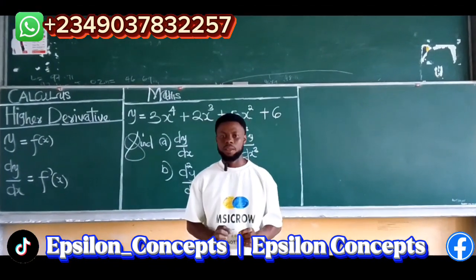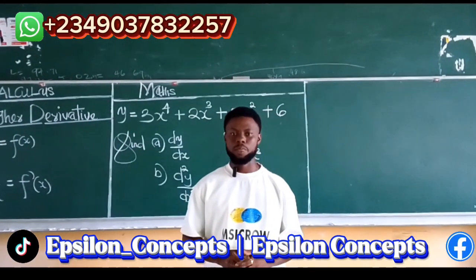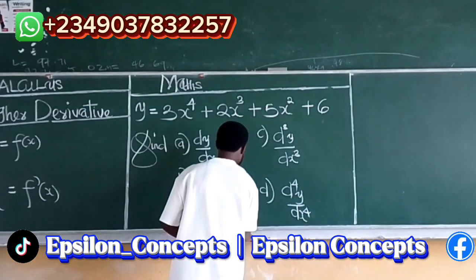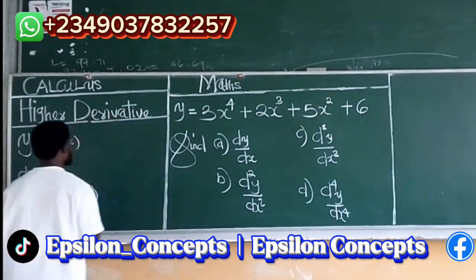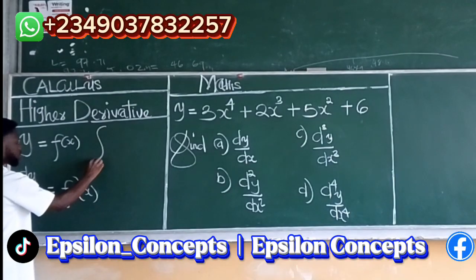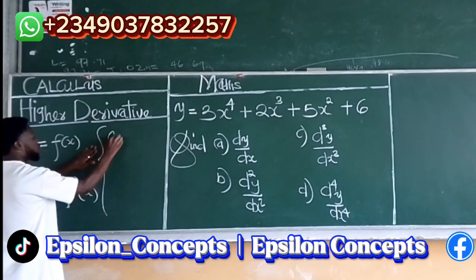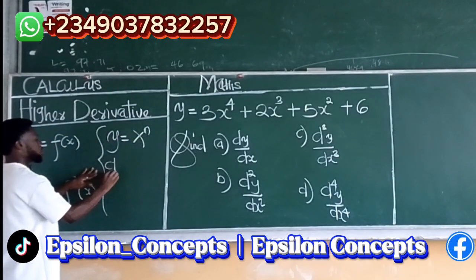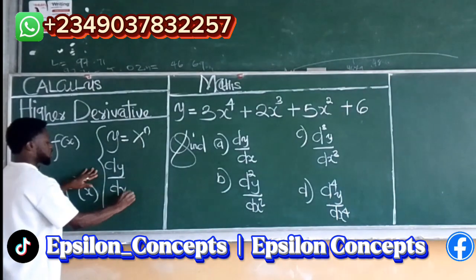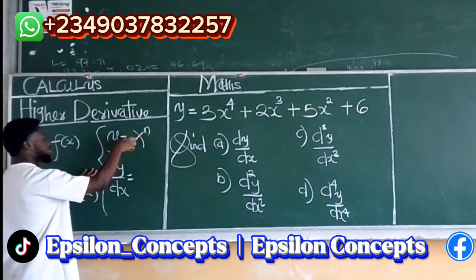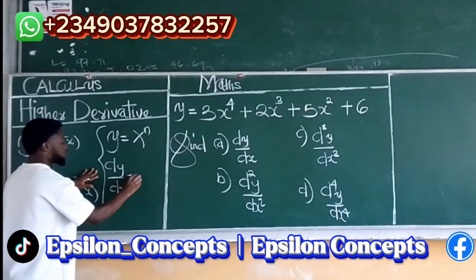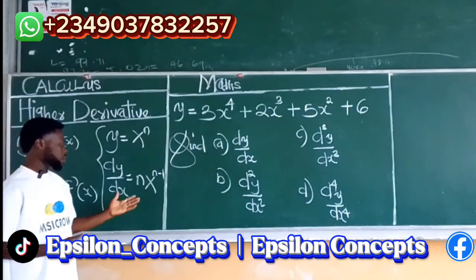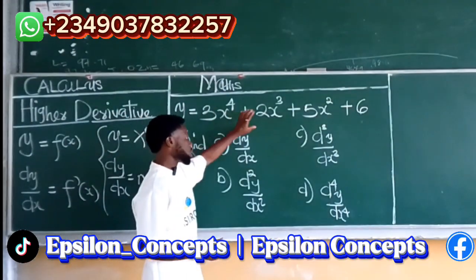This is very simple. First thing first, we have to consider the general formula for derivative. Let's recall that if y is a function of x raised to the power of n, then dy over dx will equal to multiply this by this, then subtract 1. So that is n x raised to the power of n minus 1. We are going to apply these principles in each of the respective terms.